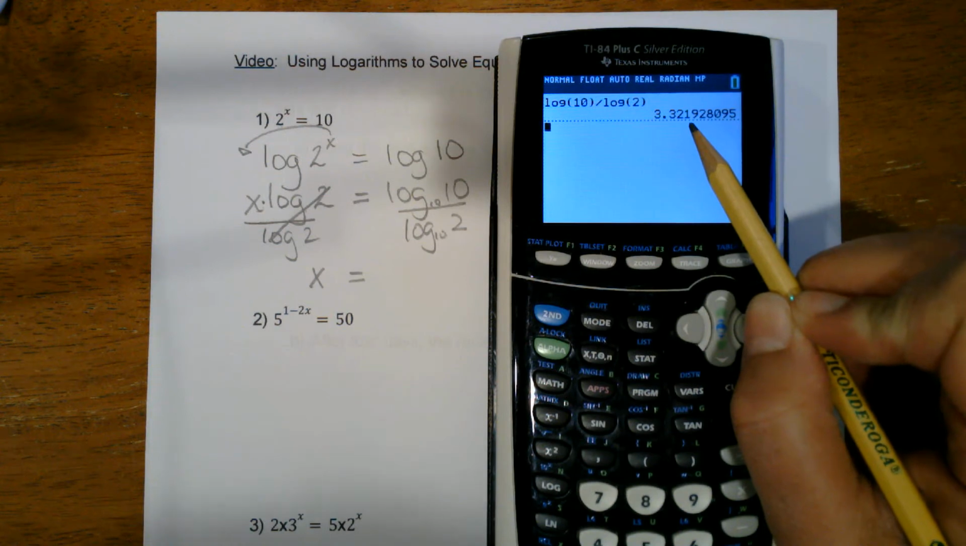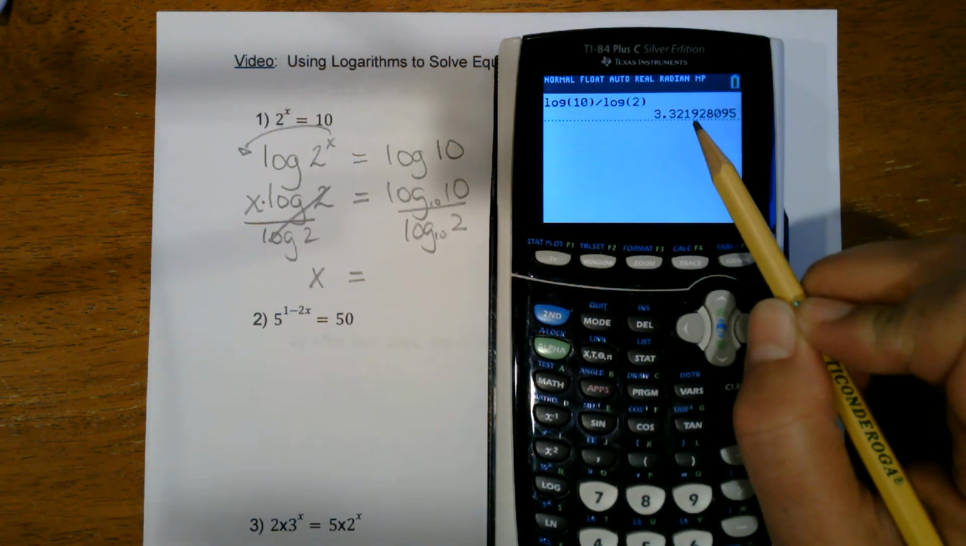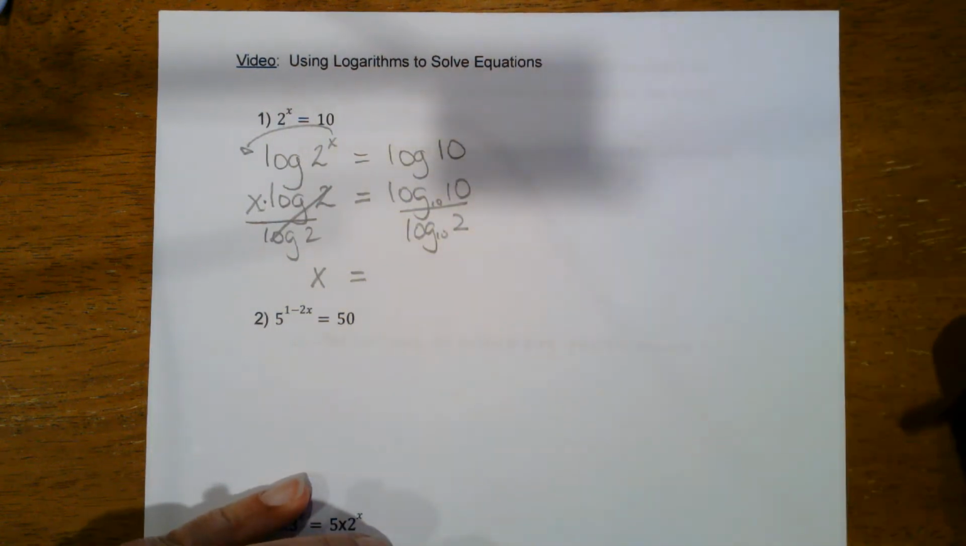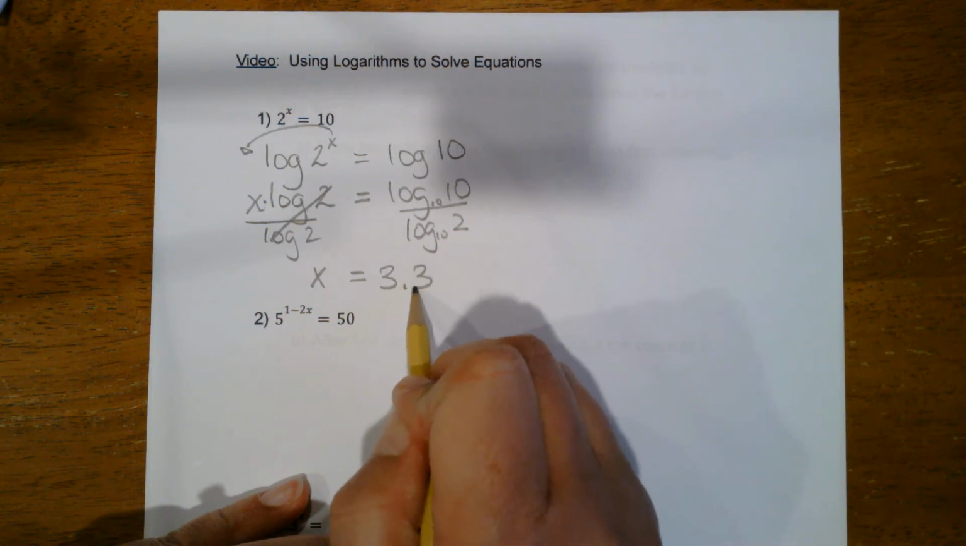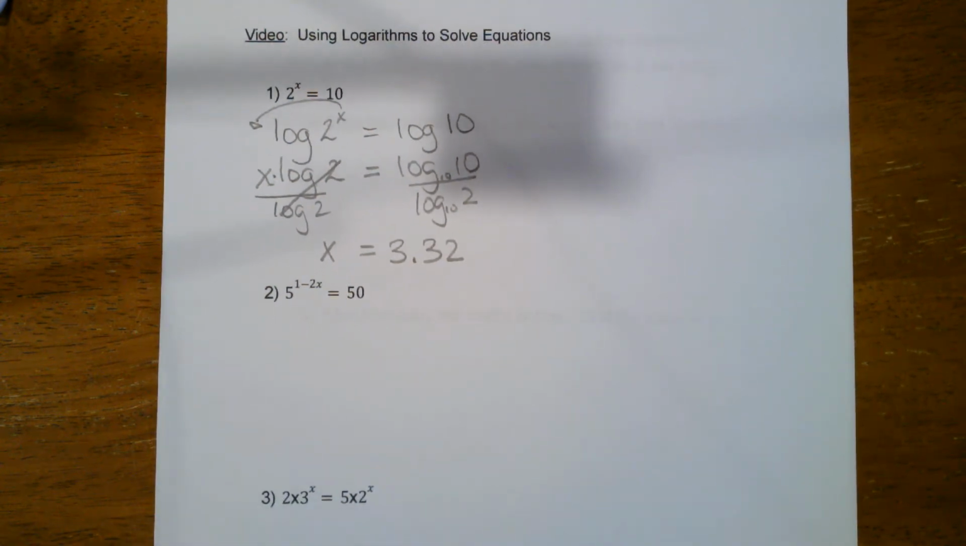Now this 1 right here, we don't round the 2 up because this 1 is 4 or less, or less than 5. So we're just going to keep it as 3.32. And that's it. So let's try another one.